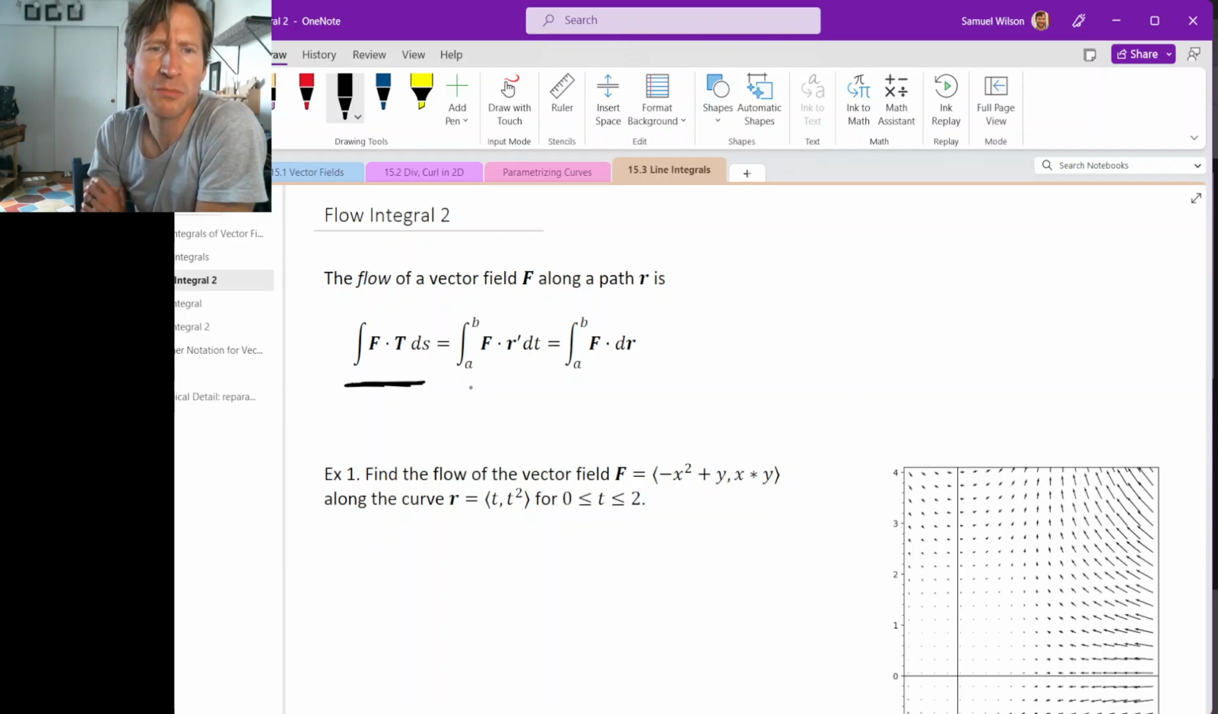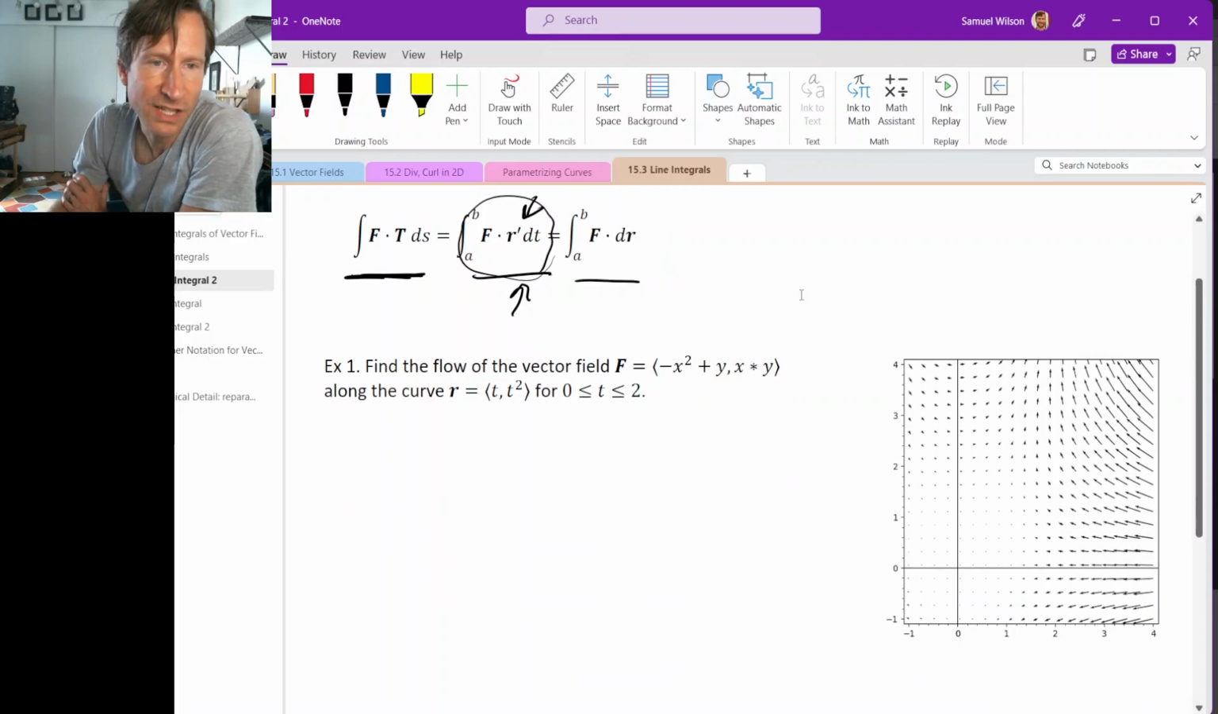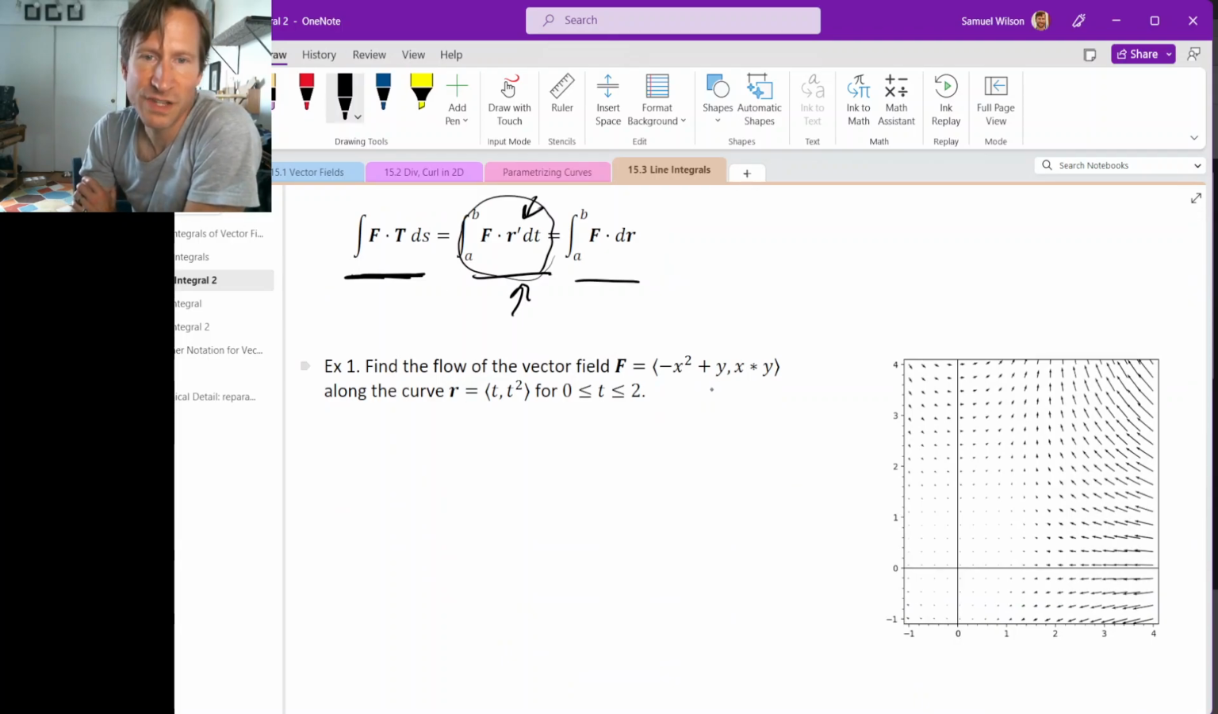But when we go to parameterize it, we'll use one of these versions, usually this one, because when you actually go to calculate dr, it turns into this anyway. So to actually calculate things, we'll use this definition of a flow integral. Okay, so let's start out with this example, finding the flow of this vector field.